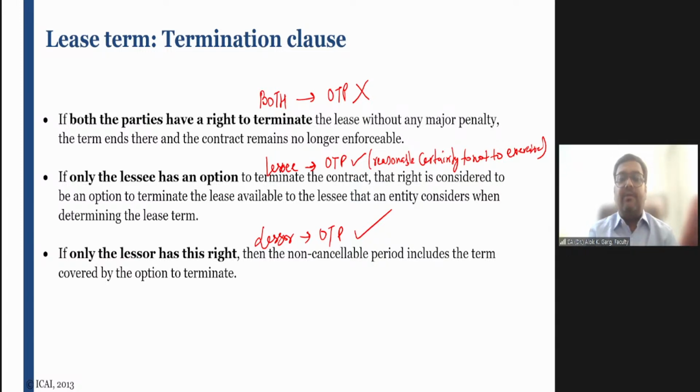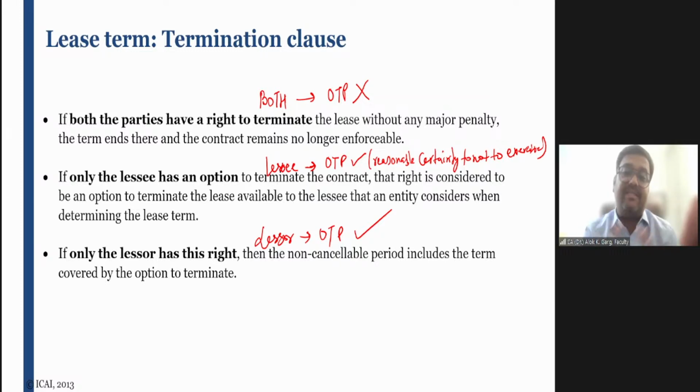Okay. So if both the parties have termination rights, the optional termination period need not be taken into consideration. If the lessee has the termination right, then you need to look at whether there is a reasonable certainty that the lessee will not avail the termination option. In that case, the optional termination period needs to be taken into consideration.